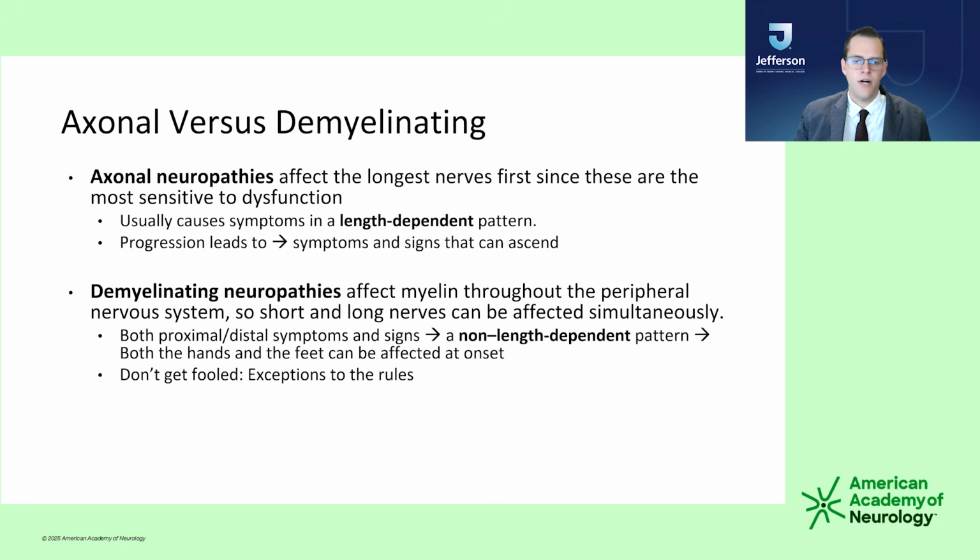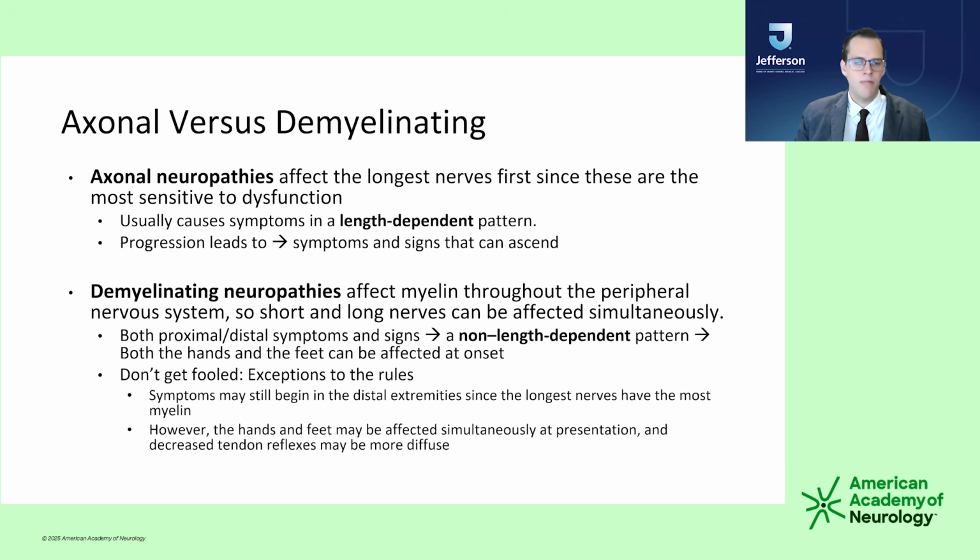But don't get fooled, because there are exceptions to these rules. Symptoms may still begin in the distal extremities, since the longest nerves have the most myelin. So it may start in a length-dependent pattern at first. However, the hands and feet may be affected simultaneously at presentation, and decreased tendon reflexes are usually more diffuse than just in the legs.